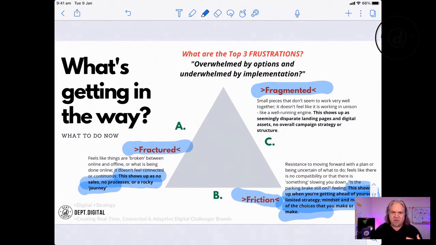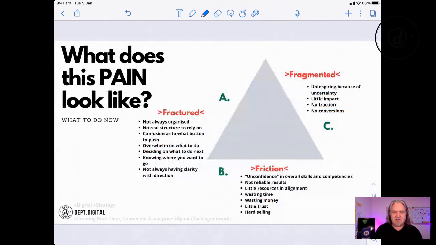It's not like it doesn't feel right. There are pieces that just don't feel like they're running properly as well. It shows up as seemingly disparate landing pages, no digital assets, no overall campaign strategy or structure as well. So it's really important that we understand this and overcome them as quickly as possible. Again, fractured. So what is that? What does it actually look like?